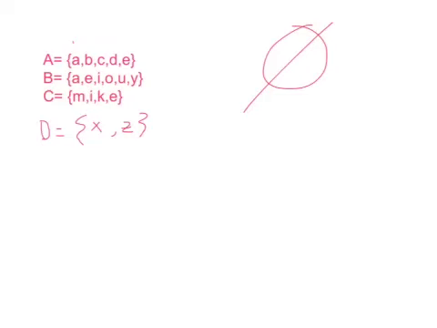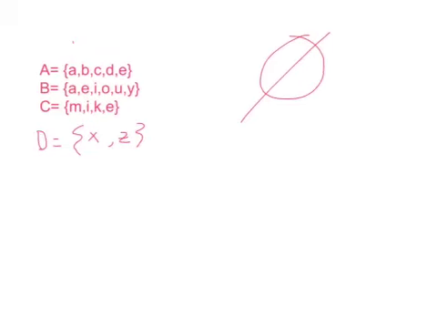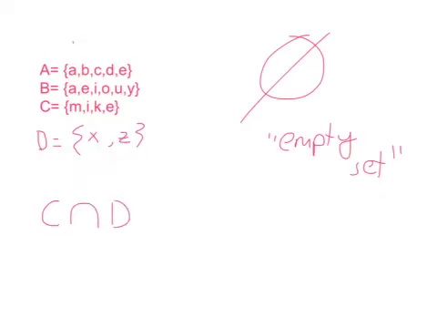Let us consider this last case, which is the empty set. And the empty set just means a set with nothing in it. So for our empty set, let's imagine that we were looking at C intersect D. So we're looking for the common elements in between C and D. And you notice that they don't share anything. So we say that since the elements in C aren't shared with any of the elements in D, we say that this is an empty set, meaning that there are no elements in this set. That's it.